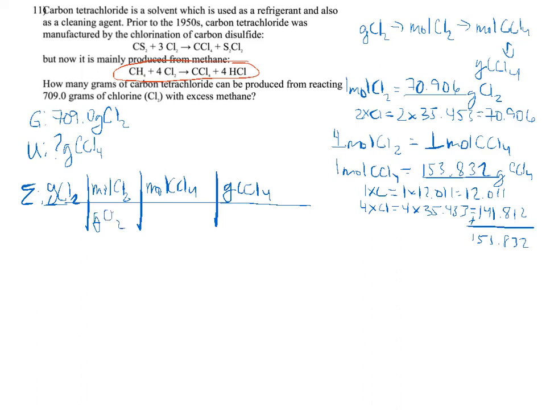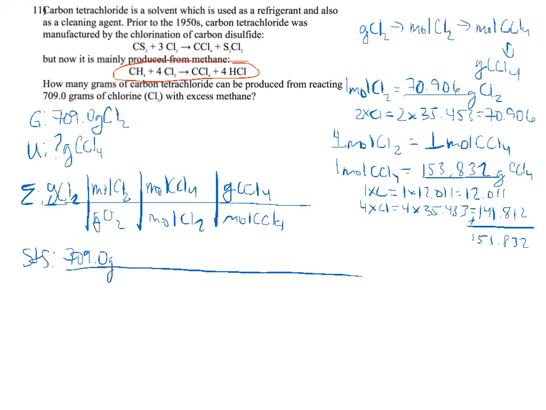Grams of Cl2, moles of Cl2, moles of CCl4. And then we need to put our numbers in. So we are starting with 709.0 grams of chlorine. And it's always 1 mole of our substance for molar mass. And then our molar mass of chlorine, which we figured out was 70.906. So we need 70.906 grams to go in here on the bottom.